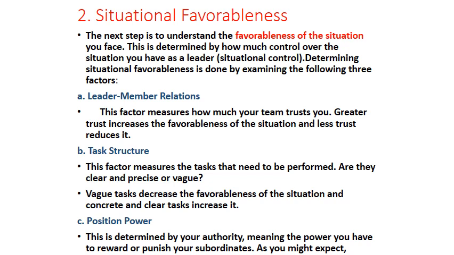First one, A, leader-member relations. This factor measures how much your team trusts you. Greater trust increases the favorableness of the situation and less trust reduces it. And what about task structure? This factor measures the tasks that need to be performed. Are they clear or vague? A vague task decreases the favorableness of the situation, and if the task is clear and concrete, it increases its favorableness. And position power, as I already discussed, is determined by authority, meaning the power you have to reward or punish your subordinates.